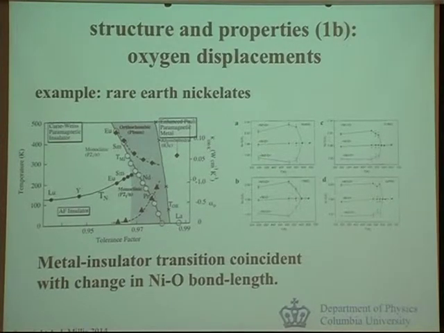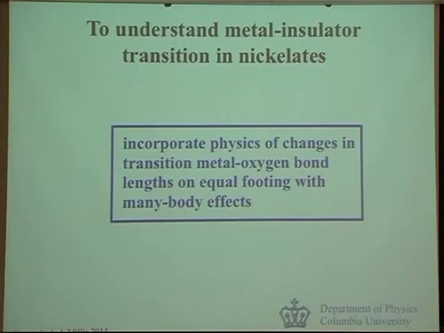And this is mean nickel-oxygen bond lengths. And what you see is that the metal insulator transition is associated with a disproportionation. So you start at high temperatures with the nickel-oxygen octahedra all having equal mean bond lengths. And below the transition temperature, what you discover is that one sublattice has short nickel-oxygen bonds, and the other one has long nickel-oxygen bonds. And this lattice distortion is intimately connected with the metal insulator transition. So to understand the metal insulator transition in this material, you need to incorporate the physics of changes in the transition metal-oxygen bond length on an equal footing with many body effects.